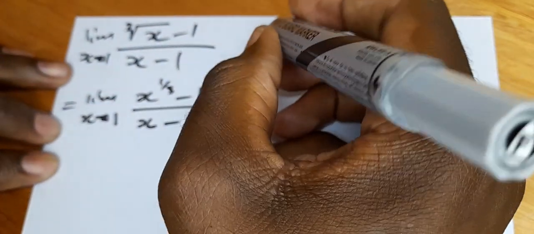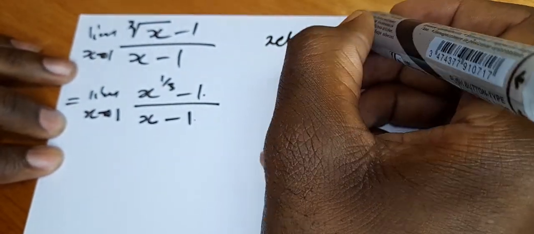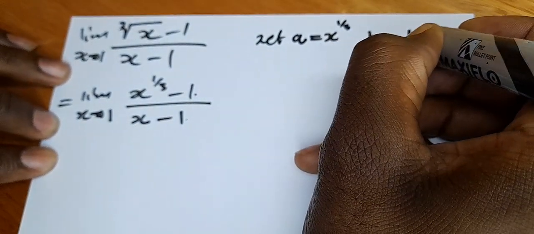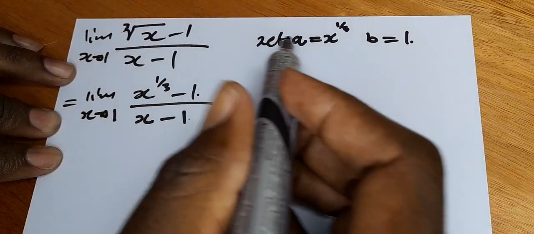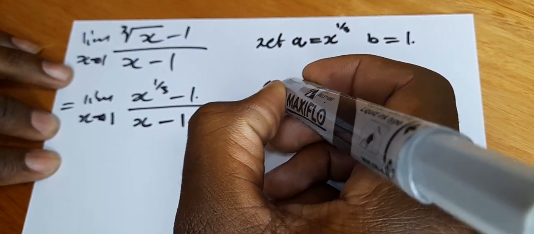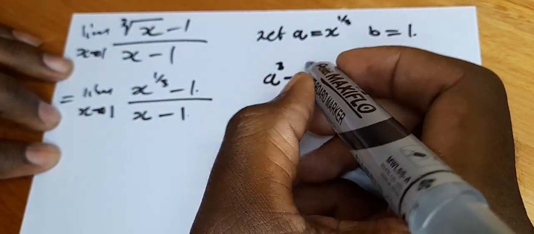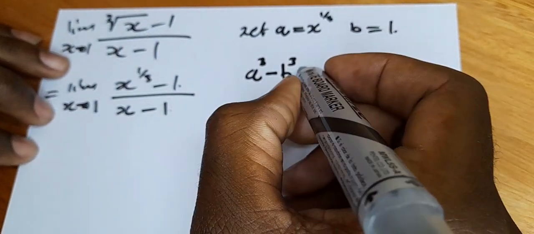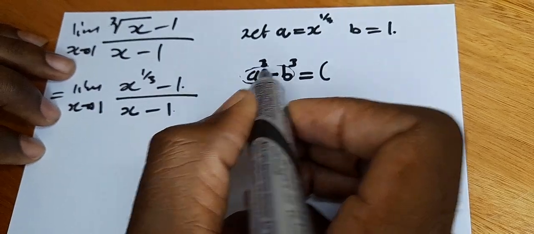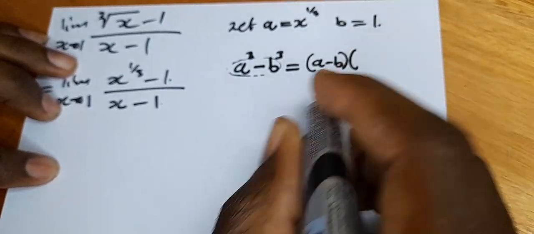Then now we can let our a be equal to x to the 1 over 3, and then we let our b be equal to 1. Then now we are going to use the cube because here we have the power 3. That means we are going to take the factorization of a cubed minus b cubed. This is equal to, we open bracket. Remember we said we are going to take our basis, which is a minus b, and then we open bracket.